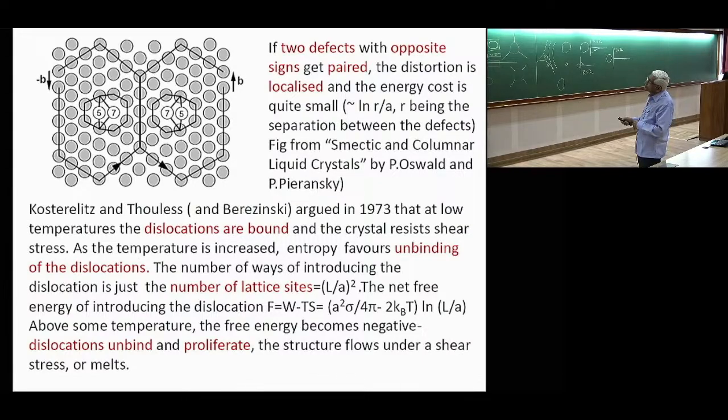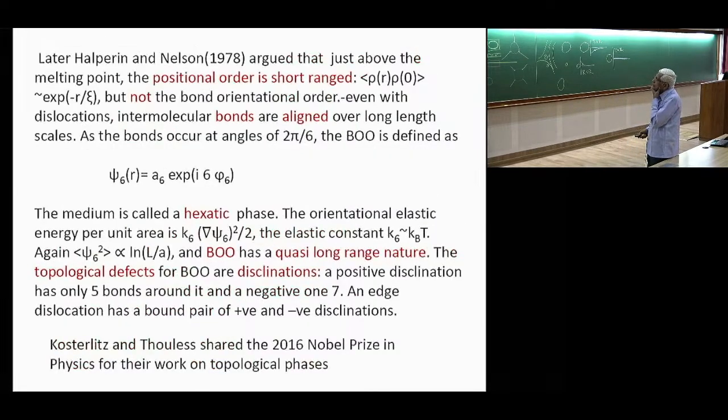these dislocations are bound in pairs. Then the energy is very small, logarithm of R by a. But beyond some temperature, they unbind. So this is the well-known dislocation unbinding transition invoked by Kosterlitz and Thouless. And of course, they got the Nobel Prize in 2016 for their work on topological phases in general. And this was one of the very important contributions.